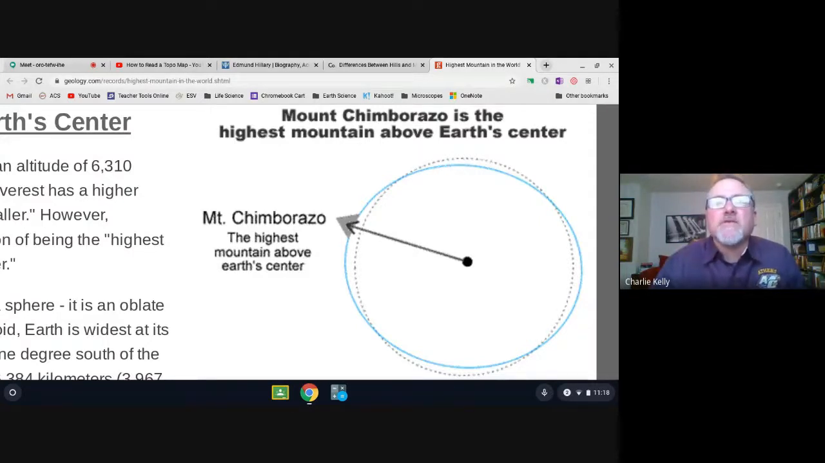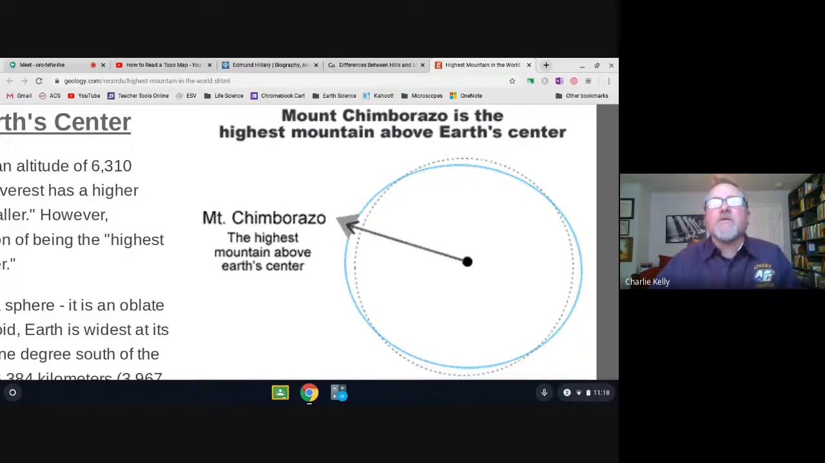However, Chimborazo has the distinction of being the highest mountain above Earth's center. This is because the Earth is not a sphere. It's an oblate spheroid. As an oblate spheroid, Earth's widest at its equator. Chimborazo is just 1 degree south of the equator, and at that location, it's 6,384 kilometers, or 3,967 miles, above Earth's center, or about 1.2 miles farther from Earth's center than Mount Everest.